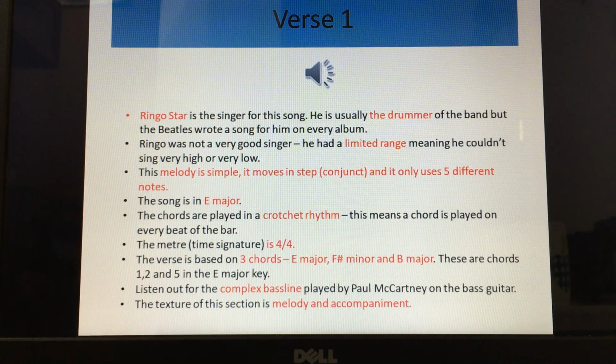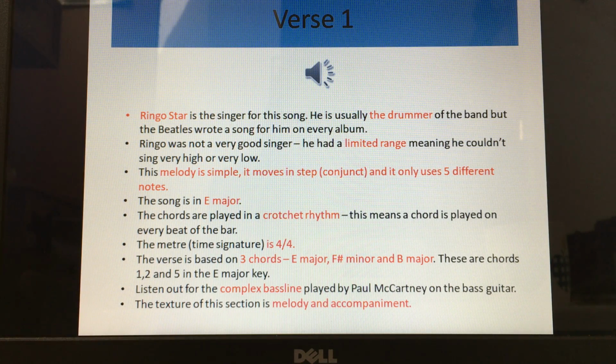Now, when you're listening to the verse, listen out for the complex bass line. That's played by Paul McCartney on the bass guitar. So when you are listening, just listen for the bass guitar part because it's very melodic. It almost sounds like a second melody. It isn't, it's still part of the accompaniment, but it sounds like one. And that's important. And the texture at this point is melody and accompaniment, which is also very important because in verse 2, that texture changes.